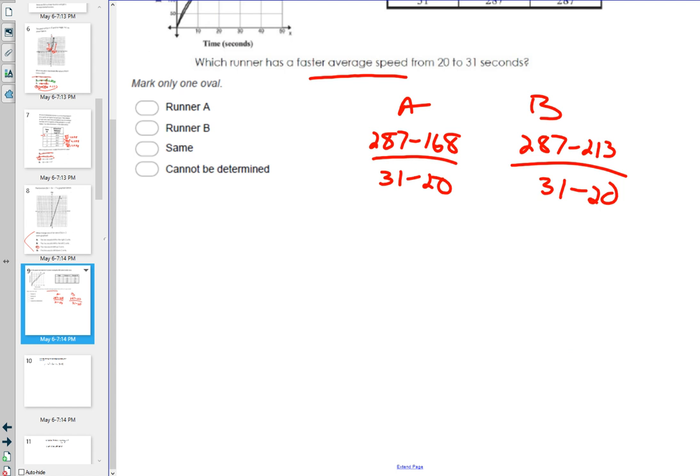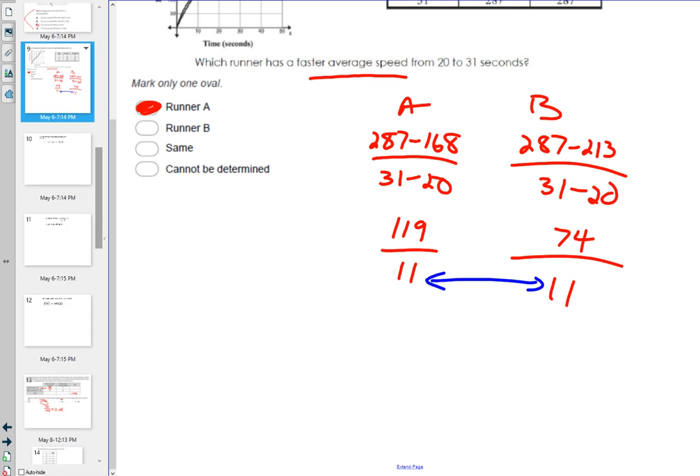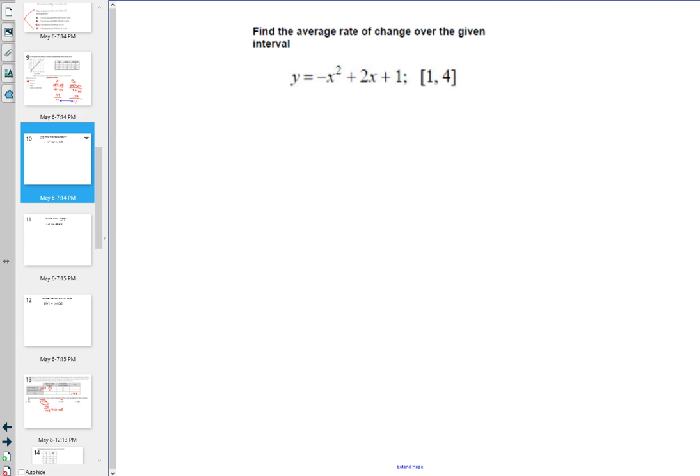287 minus 168 is going to be 119, I believe. Somebody check my math. And then this one's going to be 74. If it isn't obvious already which one's bigger, you could divide them. They're very easy to compare because the denominators are the same. We're looking over the same interval. Runner A covered more distance in the same amount of time, so they're obviously the one going faster. It's runner A. I'm recording all of this and it'll be online also if you want to go back and watch these.